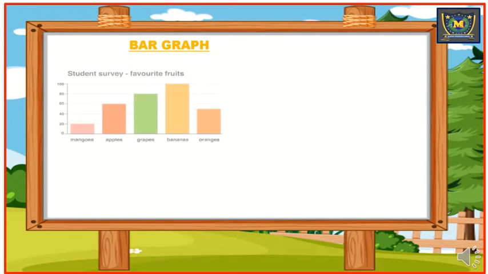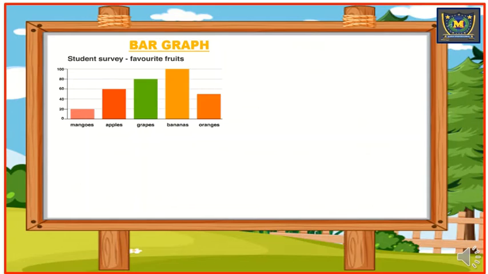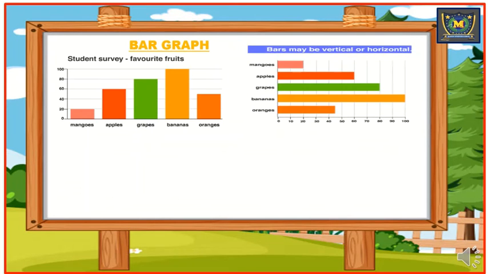Okay? Another thing we can get information from is the bar graph. So this is what a bar graph looks like. As you can see, it's still about favorite fruits. In here we have mango, apple, grapes, banana, oranges. Now, a bar graph may also be vertical or horizontal. When it is vertical, it goes upward. If horizontal, it goes sideways. So it is the same thing.